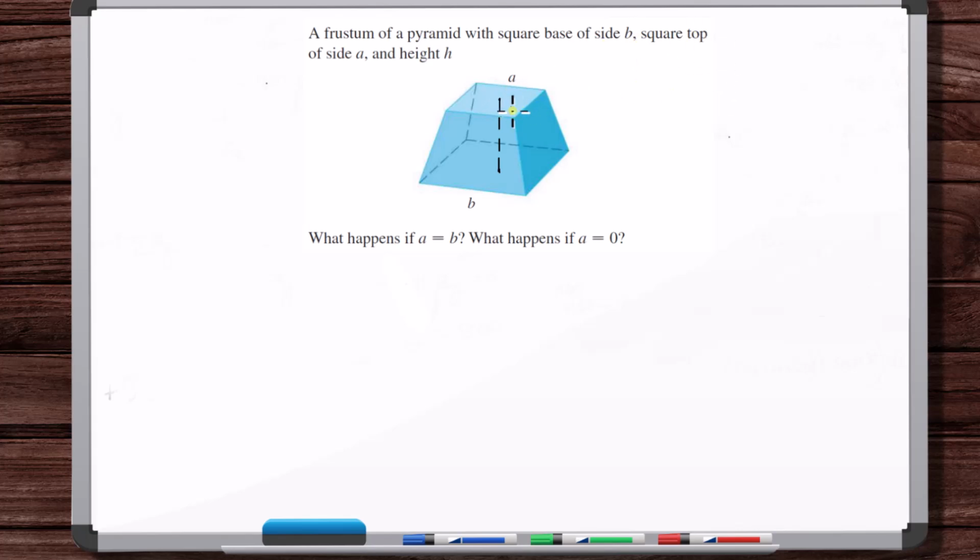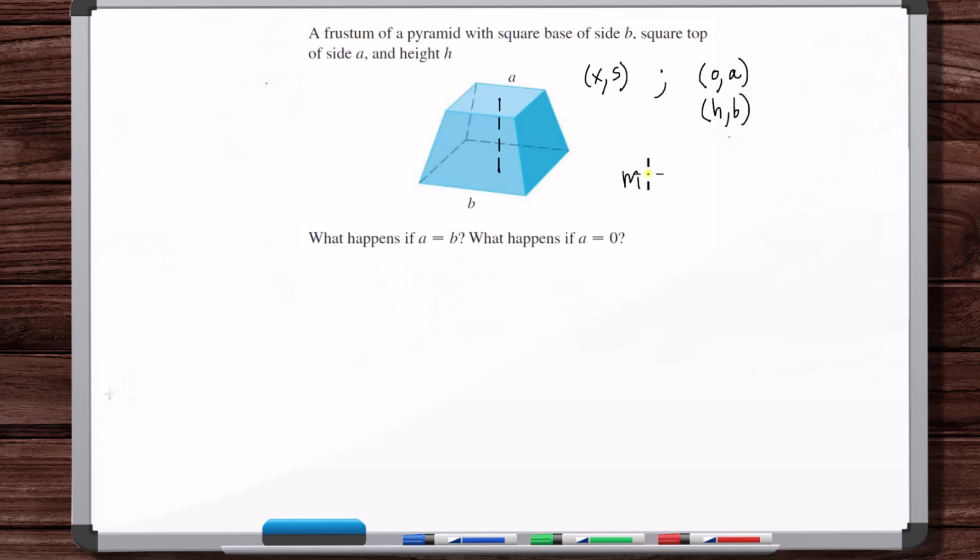And so we need a function. Let's call this X. We're going from X equal to 0 to X equal to H. Input X, output is the side length. We'll say S for side length. When X is equal to 0, the side length is equal to A. When X is equal to H, the side length is equal to B. And so now we want to make a linear formula based on these 2 points.